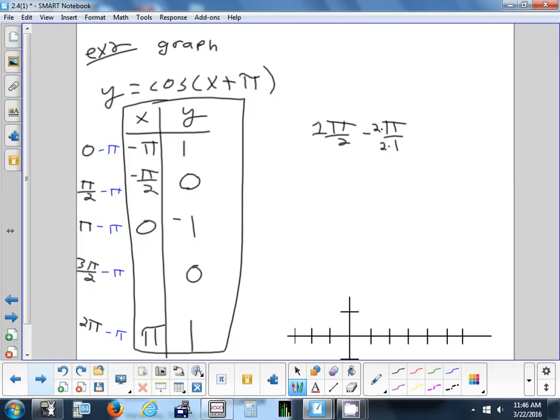Okay, let's do it one more time. 3 pi over 2 take away pi over 1. Common denominator again. Double the bottom, double the top. 3 pi over 2, take away 1 pi over 2. Pi over 2.